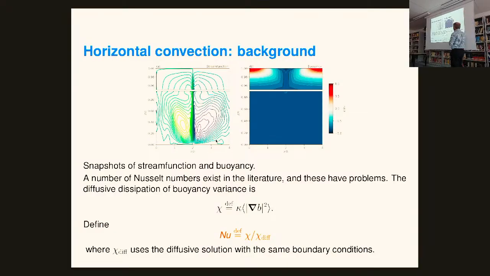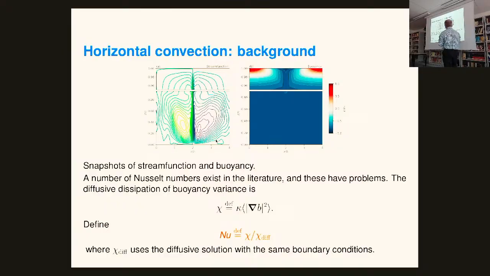As I said, there's a question about what the Nusselt number is. And it turns out that some of the definitions are problematic. You have to make artificial definitions to get a non-zero number. So I will strongly advocate this definition of a Nusselt number. It's related to the dissipation of buoyancy variance. So this is my buoyancy variance, |∇B|² with a κ in front. That is χ. Lou Howard showed a long time ago that this can be related to entropy production.